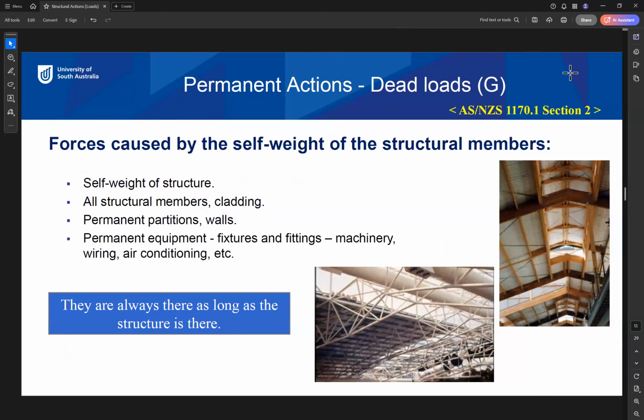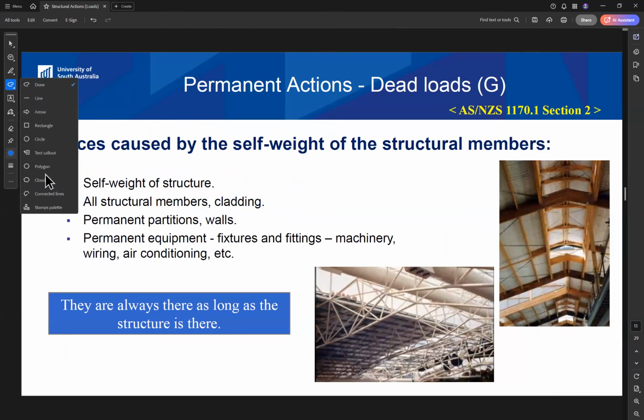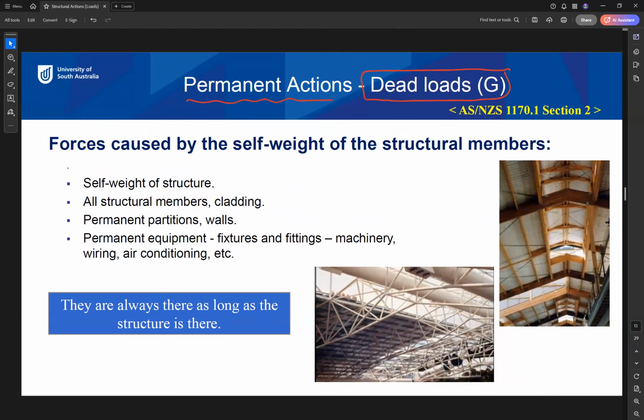The first type of loads we started learning about last week is the permanent actions or dead load G. The dead load G or the permanent action are given or can be determined using section 2 of AS 1170.1, the Australian standard for loadings. So the permanent actions are the forces caused usually by the self weight of the structure members.